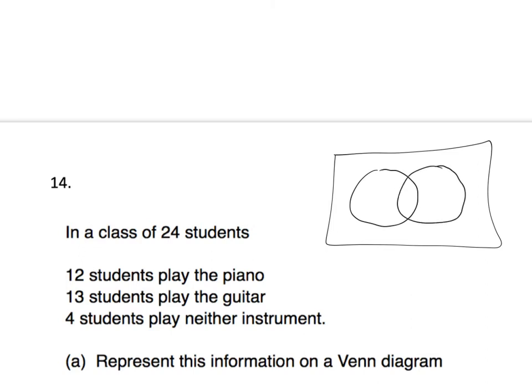There's a really easy number we can chuck into that straight away, which is 4 that goes there. I can put that there because 4 play neither instrument, so they go outside the circles. So this is going to be my piano, so I'm going to call that P, and this is going to be my guitar. Now that means out of the 24, if we take away the 4 people who play neither, there's 20 people left who must go into these 2 circles.